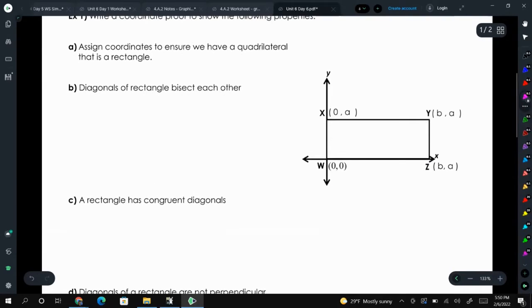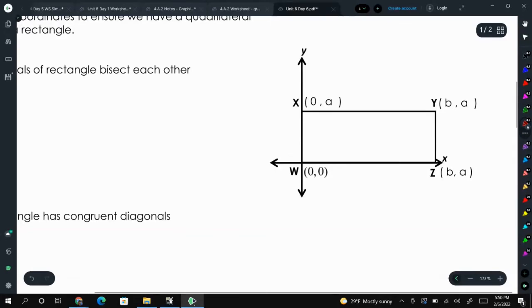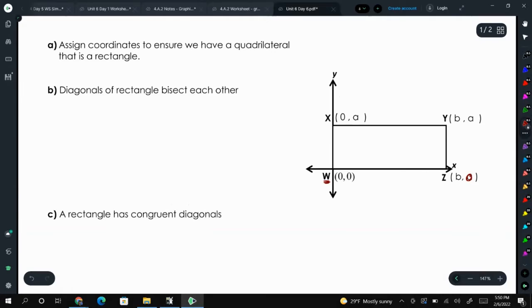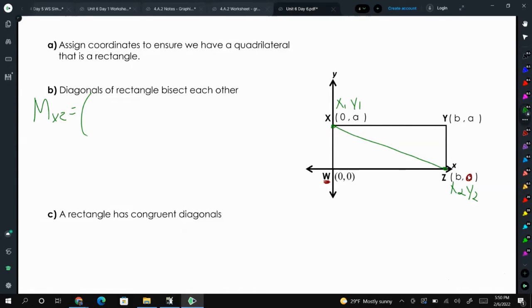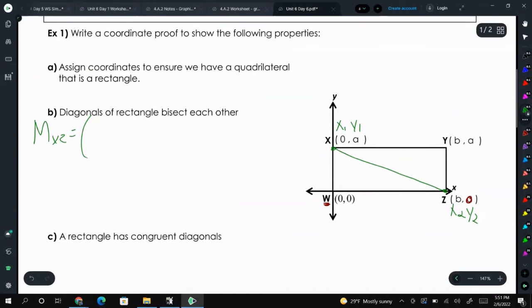So in this example down here, we need to fix a misprint. It should be a 0, not an A, because a y value is the same as its w right here. So this should be b comma 0. What we're going to do is show that the diagonals bisect each other. So we're going to find the midpoint of xz, because remember, if the diagonals bisect each other, then they should have the same midpoint.